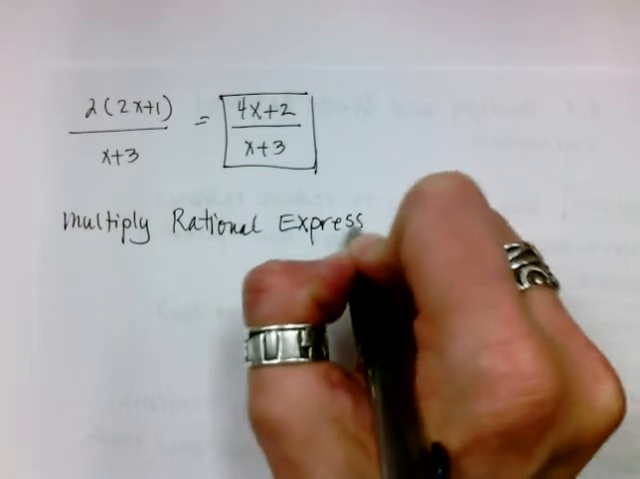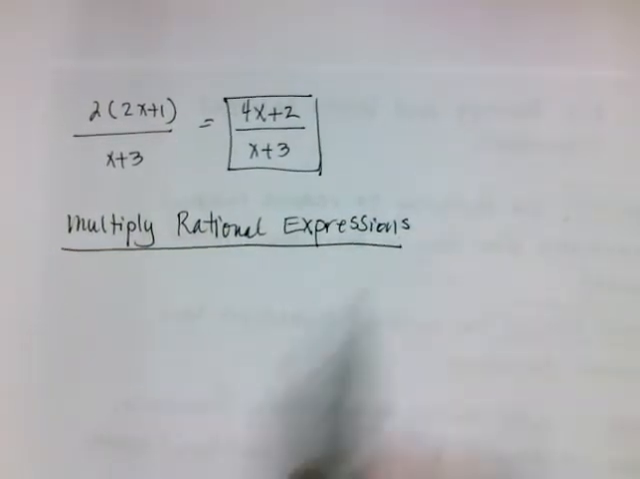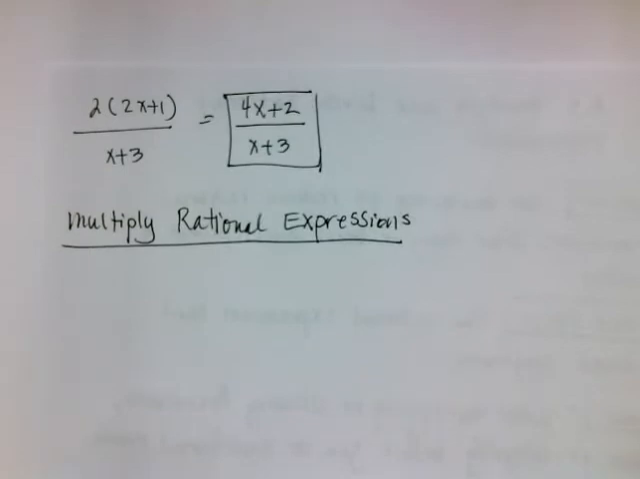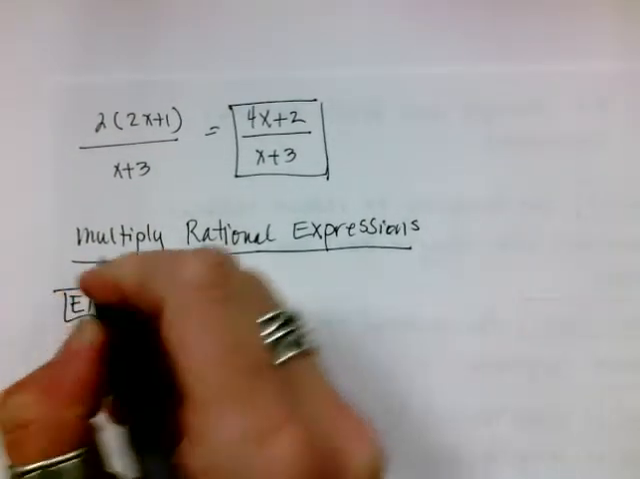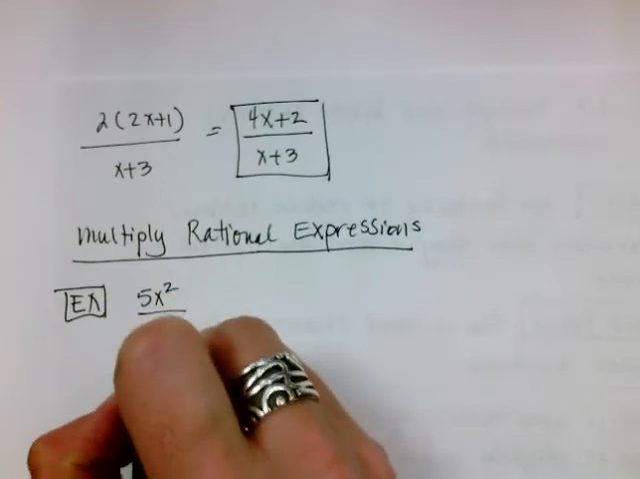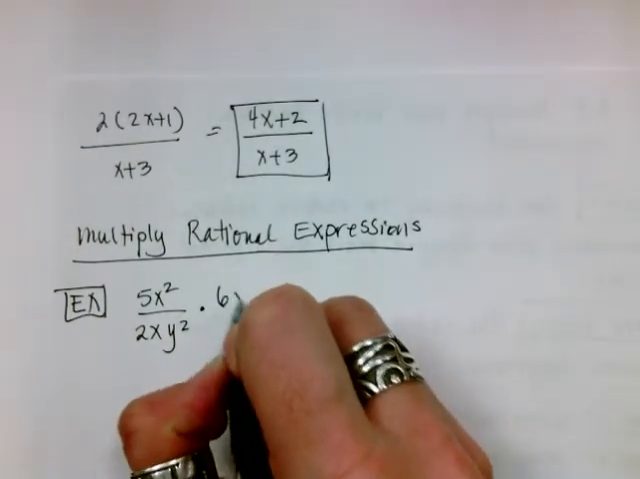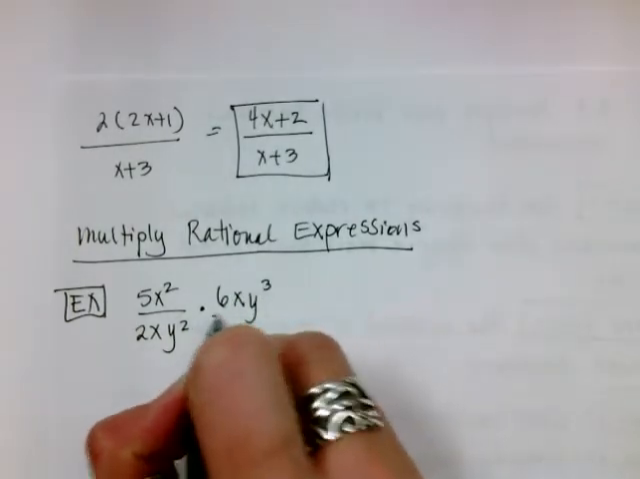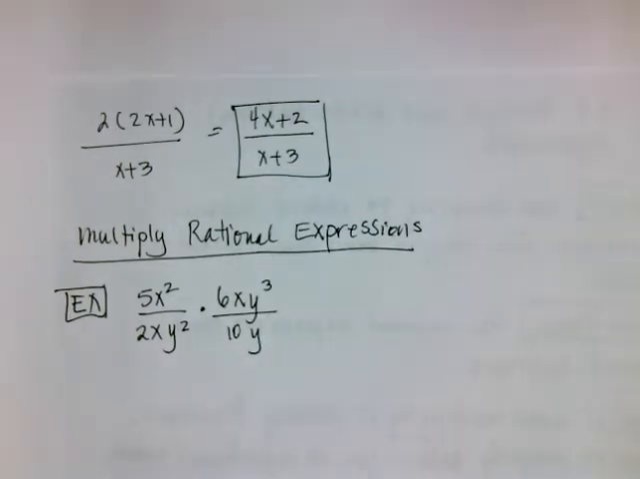And again, you always want to simplify before you actually start multiplying, because if I can make it a smaller expression, it's easier to manage. All right, so for my first example, we'll just jump right in. I'm going to have 5x squared over 2xy squared, and it's going to be times 6xy cubed over 10y. So I have a lot of stuff going on.